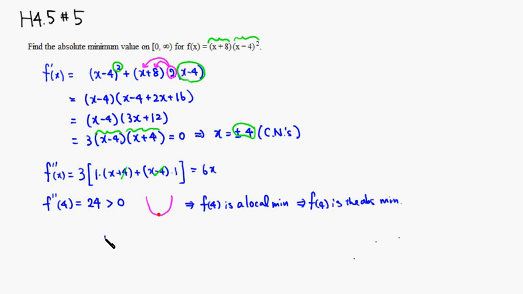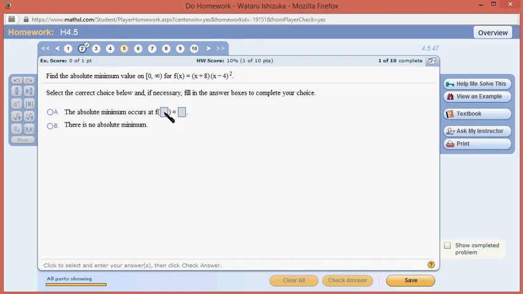So f of 4 is equal to, plug in 4, so that's 12 times 4, it's actually 0. So f of 4, which is equal to 0, is the absolute minimum. So the absolute minimum occurs at 4, and the value is actually 0.